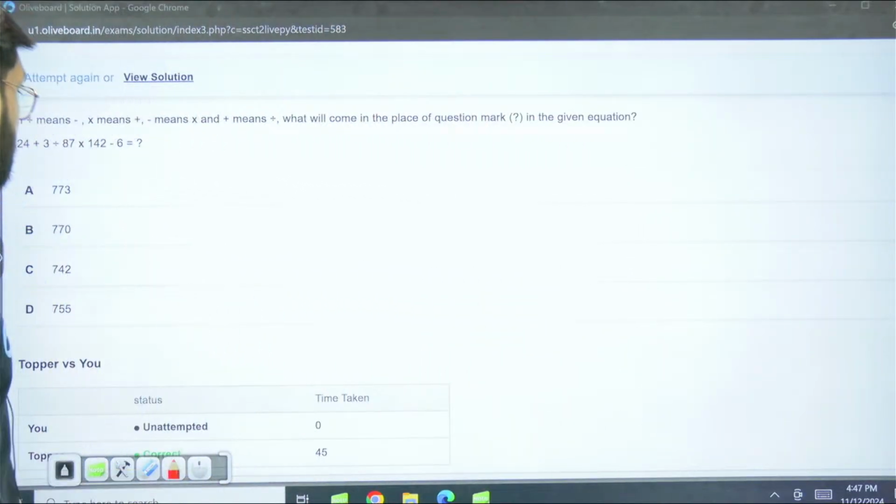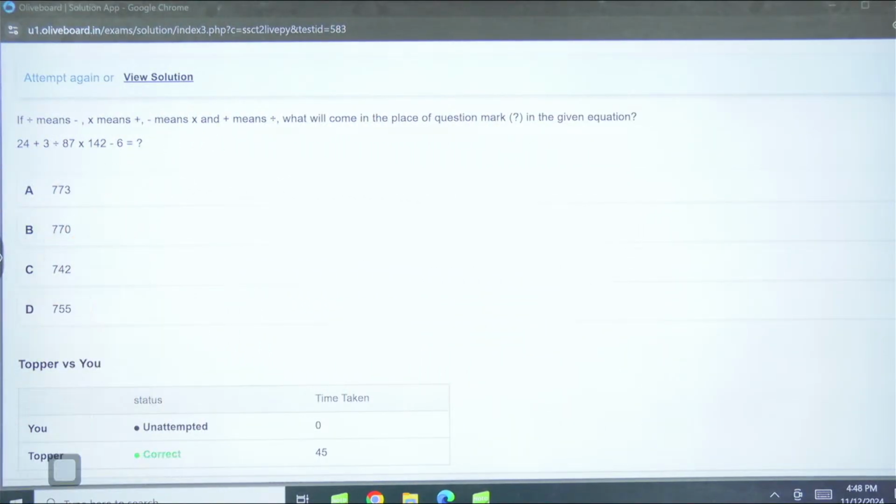18th question on our screen. Let's see. This is from the mathematical operation again.